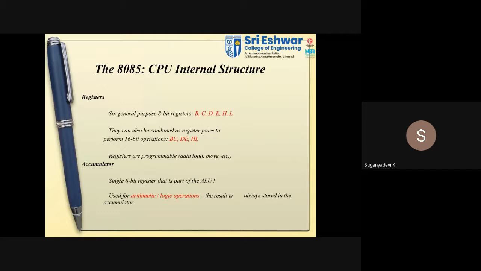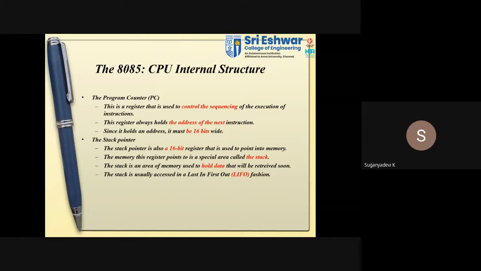And we have registers like the accumulator and the temporary register. The accumulator is an 8-bit register and is a part of the ALU. We cannot ignore this accumulator. It should be there. It is a vital thing in the architecture because it stores the result by default. For arithmetic and logic operations, the result is always stored in the accumulator. Whichever processor you go with, the accumulator will store the result.